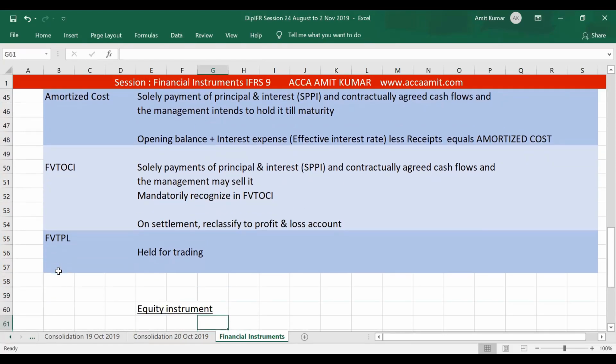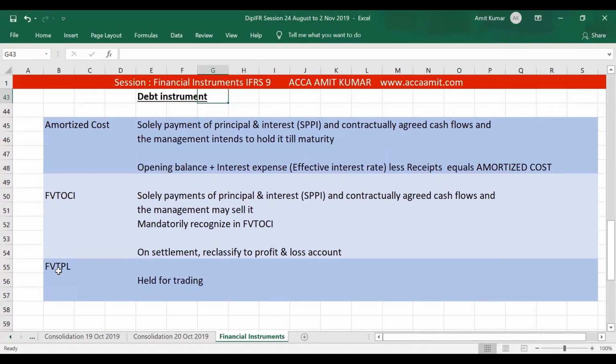In case of a fair value through OCI, it is solely payments of principal and interest, but we'll remeasure them at the end of each year at fair value through OCI, and we'll take this difference to OCI, mandatorily recognized in OCI. On settlement, we'll reclassify it to P&L.